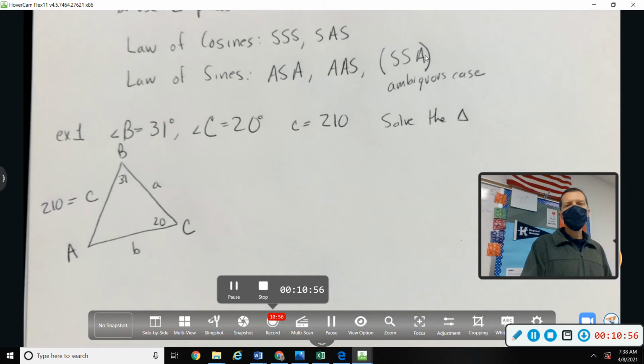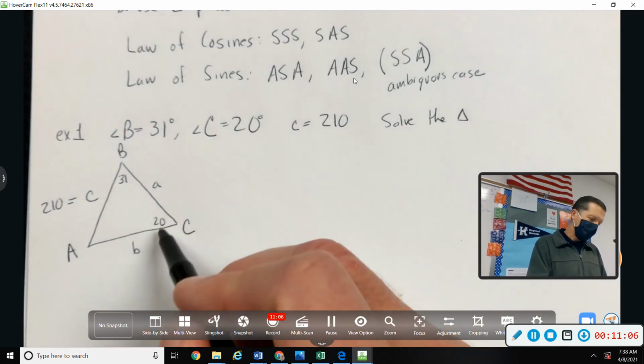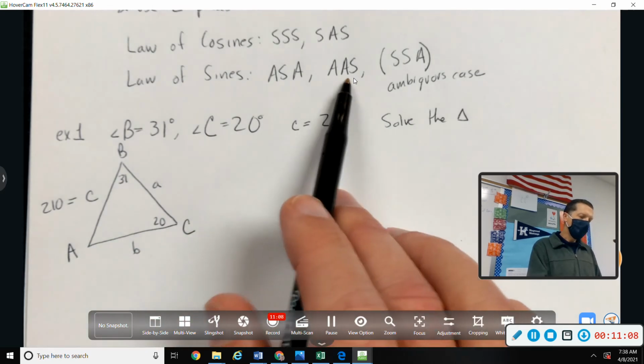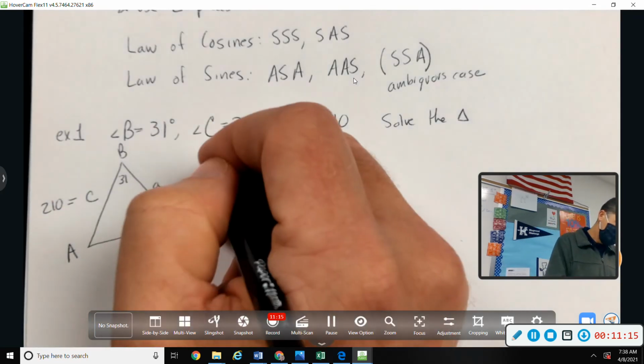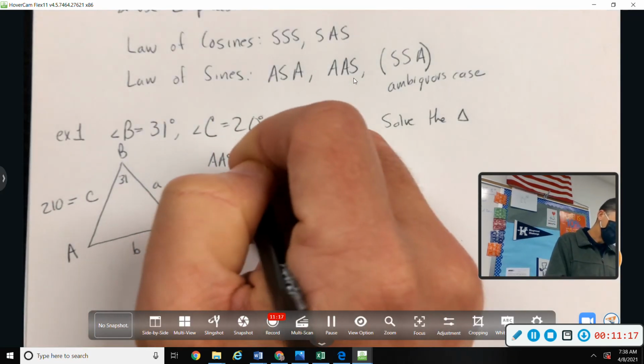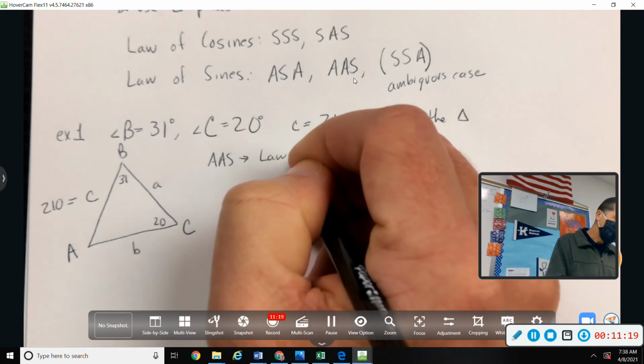So it's not an ambiguous case. It's not law of cosines because we haven't even done that yet. So is it ASA or AAS? Yeah, AAS, angle, angle, side. So we know it's law of sines, mainly because that's the only formula we know in this unit, but it's AAS. So therefore it's law of sines.